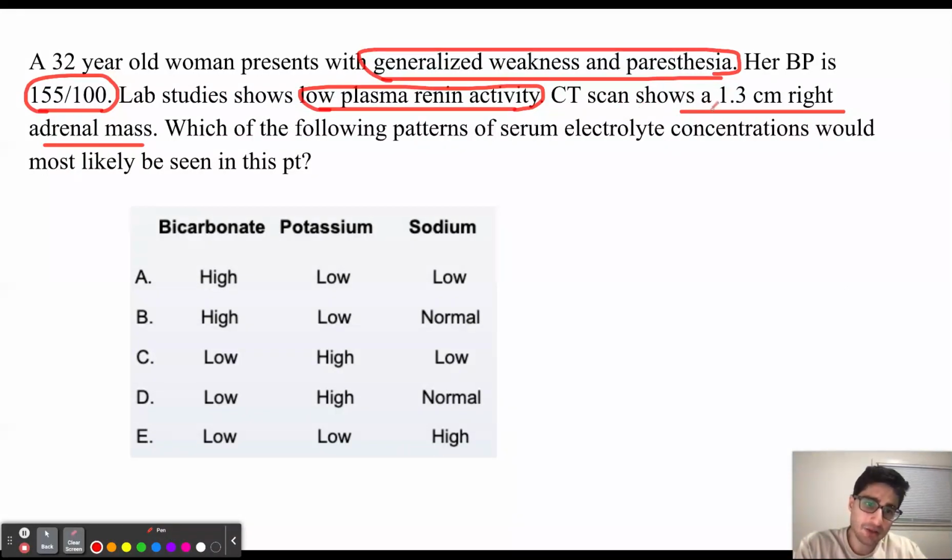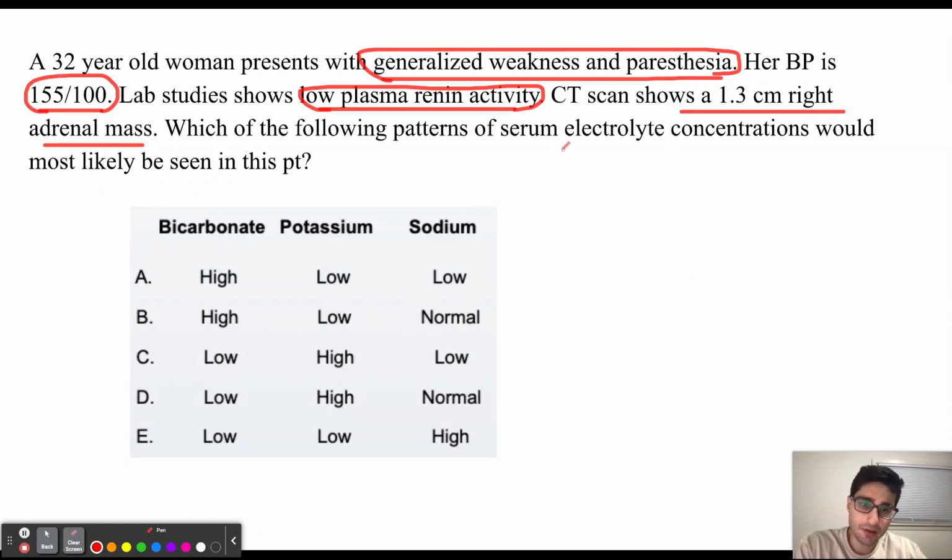Now, the CT scan shows an adrenal mass, and the most common cause of primary hyperaldosteronism is going to be adrenal adenoma, also known as Conn's syndrome. Remember that it can also be caused by bilateral adrenal hyperplasia, but an adrenal mass is mostly going to be a unilateral mass, and this patient only has a mass on the right adrenal gland.